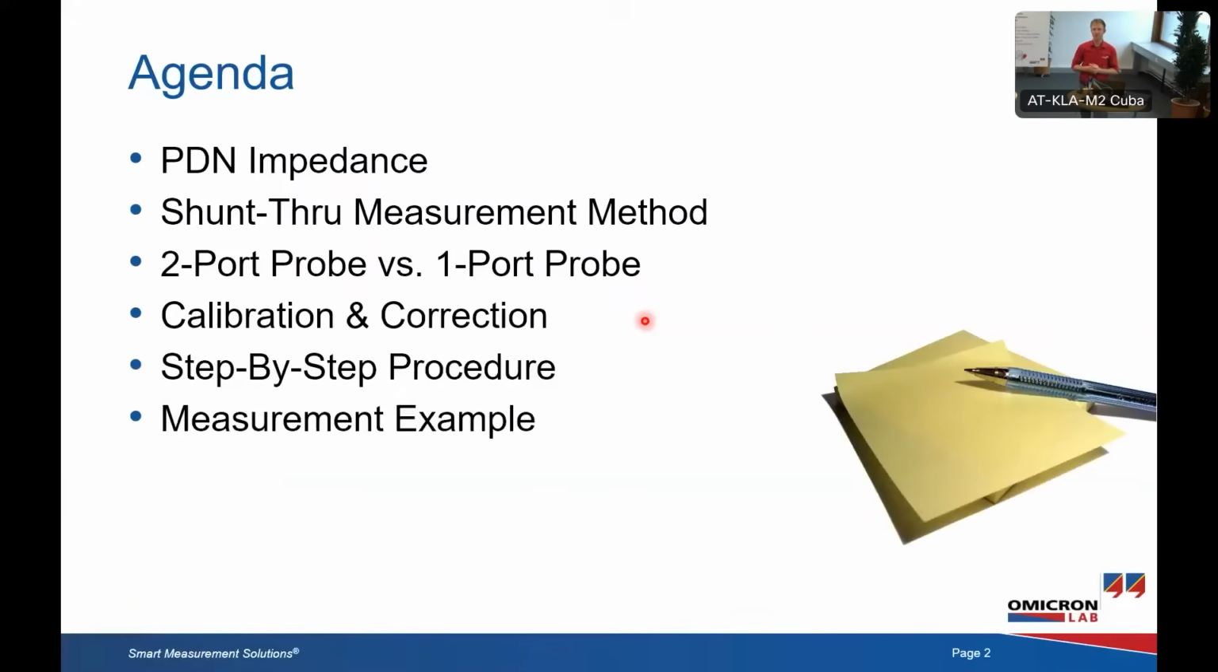So my presentation will start with a short introduction about PDN impedance in general. What is it? And if you are not so familiar with it, why do we talk about PDN impedance? Then I will introduce the two-port shunt-through measurement method as the measurement method of choice for low impedance values. We'll have a look at the difference between a two-port probe and a one-port probe. And then I will talk about the calibration and correction of the measurement. Then we're going to do a step-by-step procedure for how to correct such a measurement. And in the end, if there is time left, I'm going to demonstrate a live measurement that I have set up on the table here and show an example.